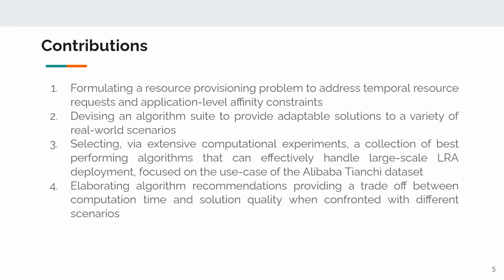formulating a resource provisioning problem to address temporal resource requests and application level affinity constraints, devising an algorithm suite to provide adaptable solutions to a variety of real-world scenarios, selecting by extensive computational experiments a collection of best performing algorithms that can effectively handle large-scale LRA deployment, focusing on the use case of the Alibaba Tianchi dataset, elaborating algorithm recommendations, and providing a trade-off between computation time and solution quality when confronted with different scenarios.